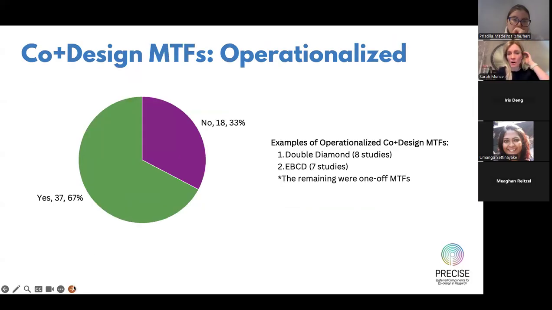When we look at how those frameworks were operationalized, two-thirds of the studies did provide evidence of operationalizing their frameworks, but certainly there's more work that can be done in terms of linking specific constructs of a framework to how it's applied. So some of the common co-plus design frameworks that we identified were the double diamond framework. We included some EBCD frameworks that had specific phases or constructs. Also, the design thinking framework was commonly used.